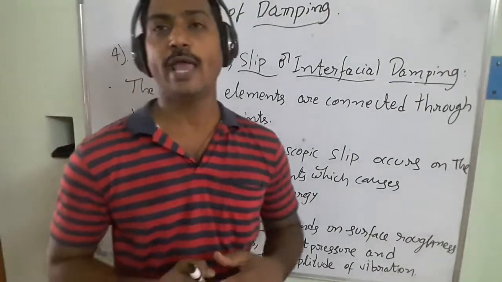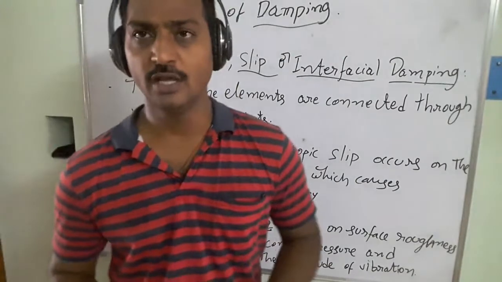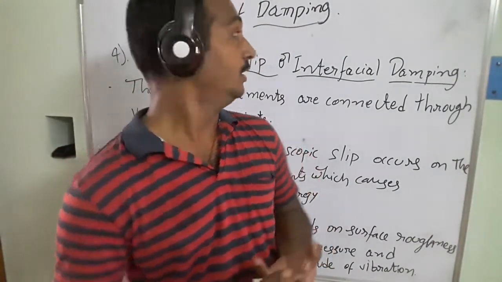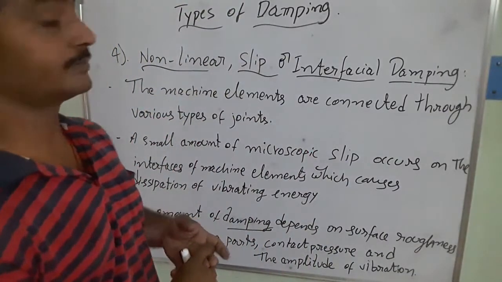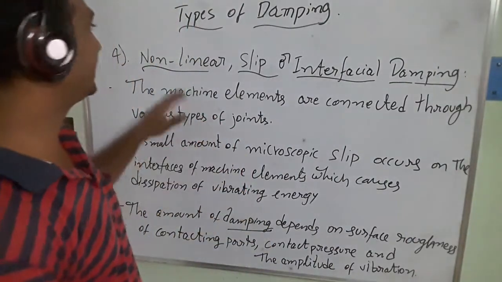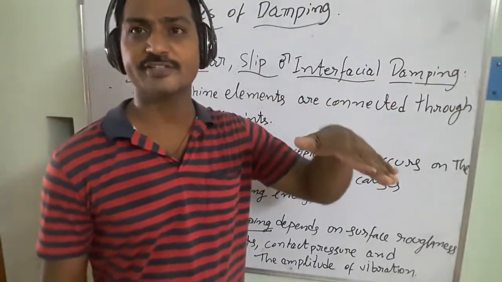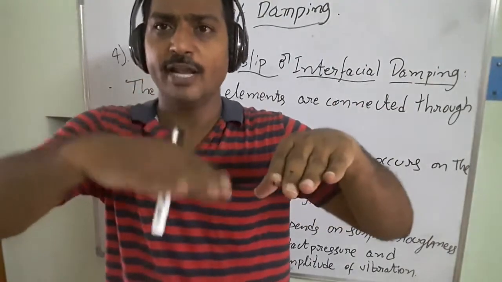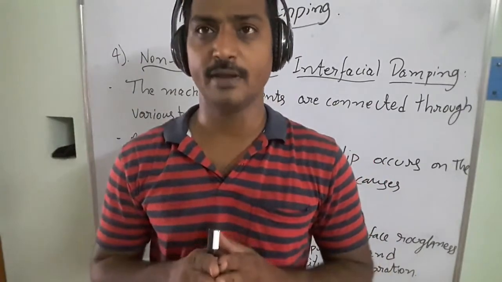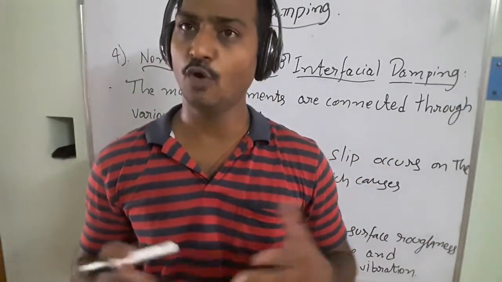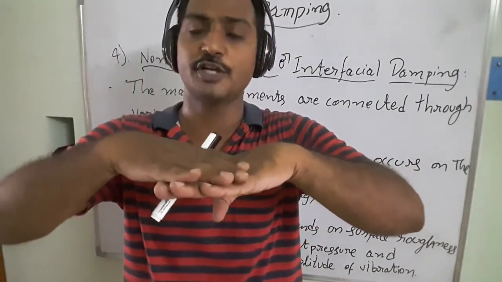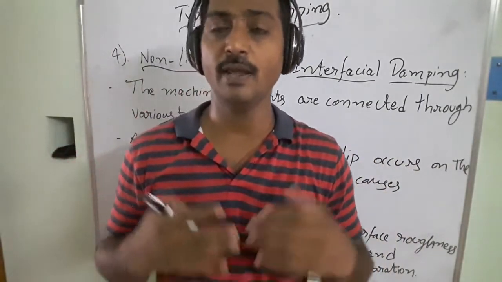So in this case, we have seen four types of damping. The first one is viscous damping, the second one is Coulomb damping, the third one is structural damping, and the fourth one is nonlinear slip or interfacial damping. In viscous damping, only when the body is vibrating in a liquid can we say it is viscous damping. The second one is Coulomb damping. When two surfaces meet in contact with each other, friction is generated. That is the way energy dies out.